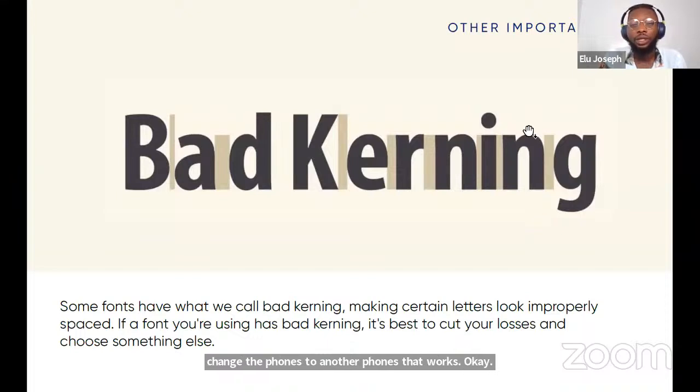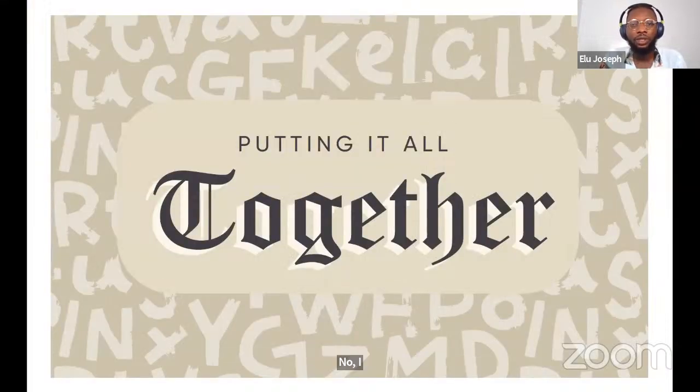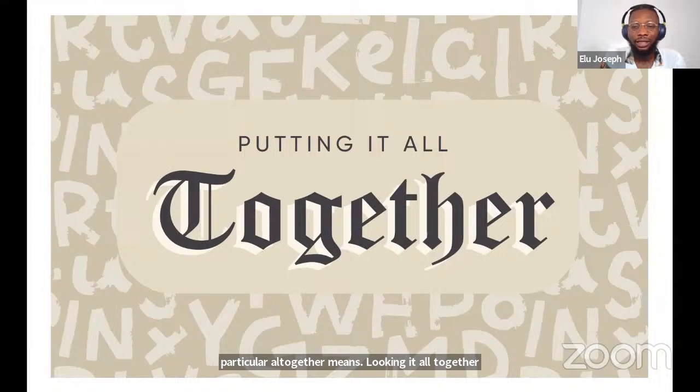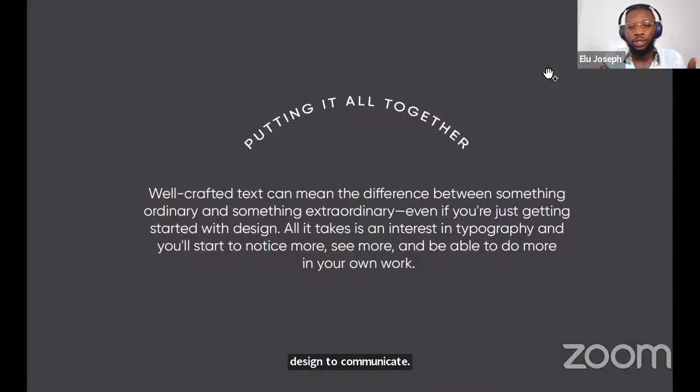Now I said putting it all together. Someone was asking what putting it all together means. Putting it all together just simply means combining the kerning, the leading, tracking, hierarchy, understanding how to combine fonts and choosing fonts based on the language you want your design to communicate. So that's why we put it all together.